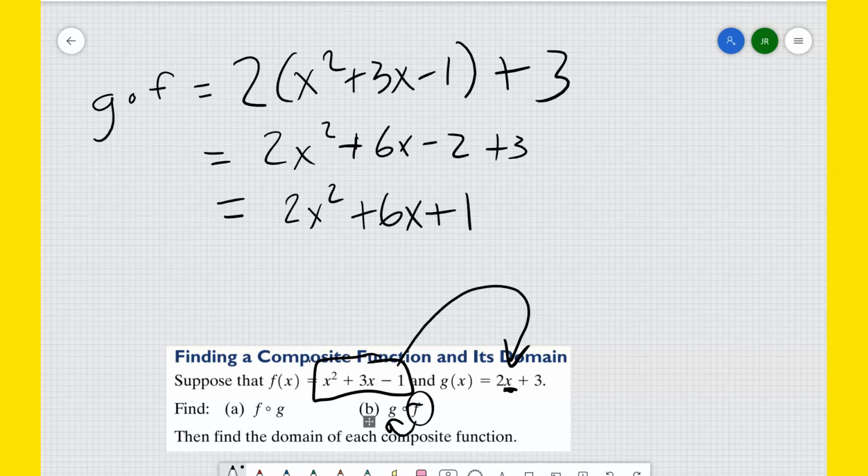But it also wants to know the domain. Again, what can go into f? Any real number will give you a real number answer for f. And then that's going to go into g. And what can go into g is also any real number, because any real number you plug into g will also give you a real number answer. So that means that the domain, again, is all reals.